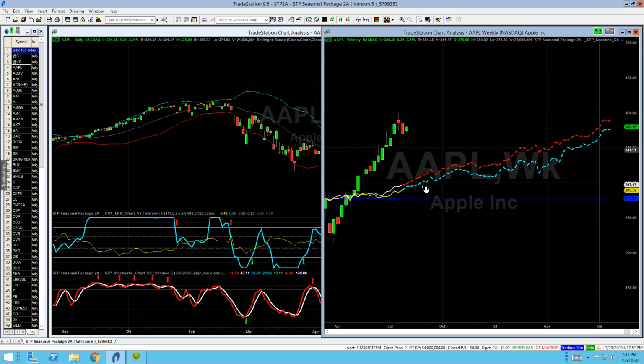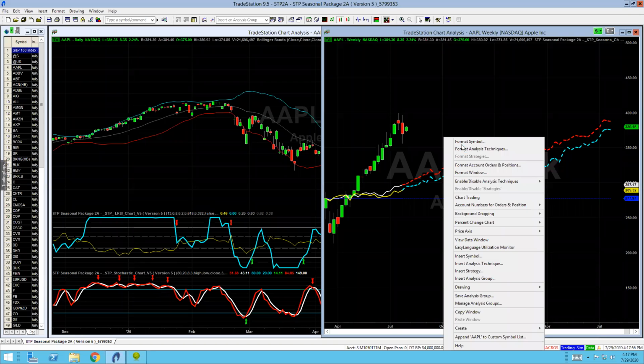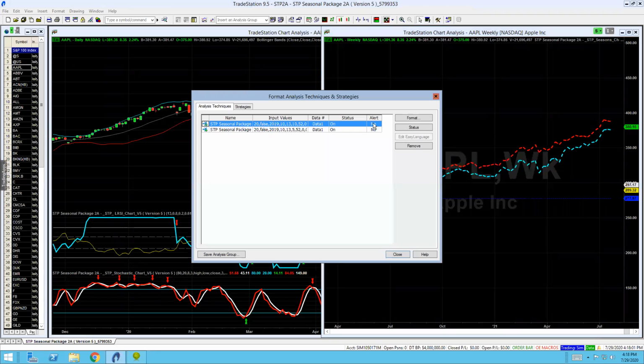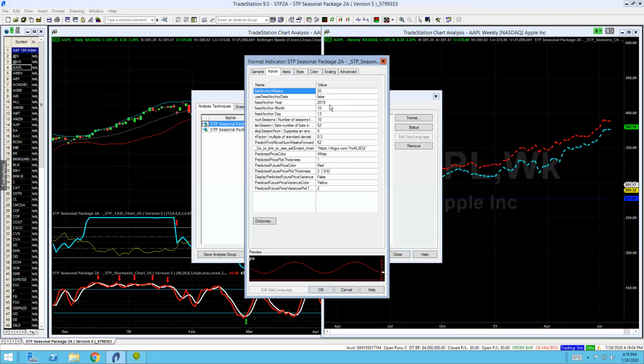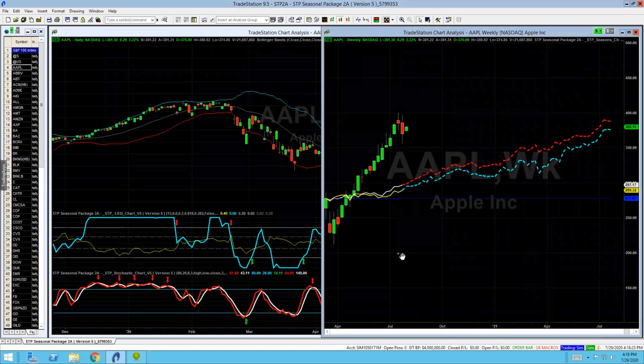So again, in the input, let me just give you an example here. When you go to format analysis technique, okay, if I pick the top one and go to format, this is telling you right here, number of seasons, 10. You can just change that. The predicted future color is red. You can change that color. So all of this is customizable based on what you like, if you like things differently.